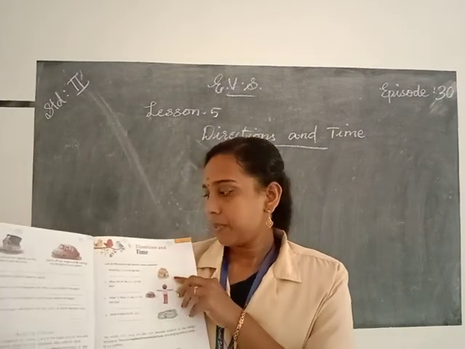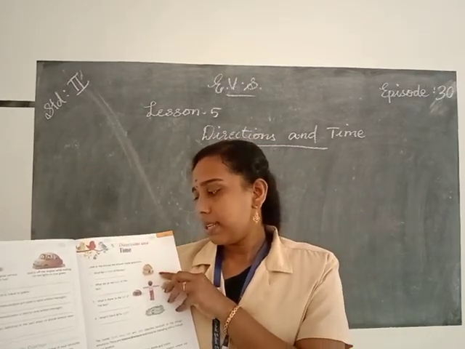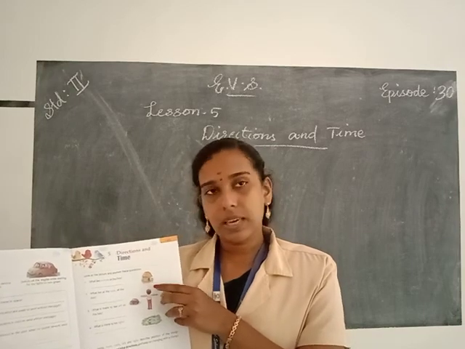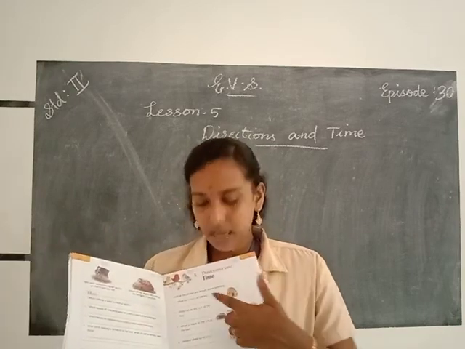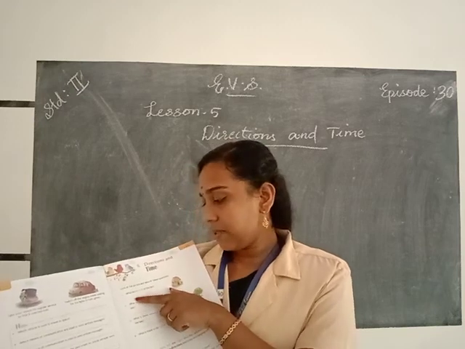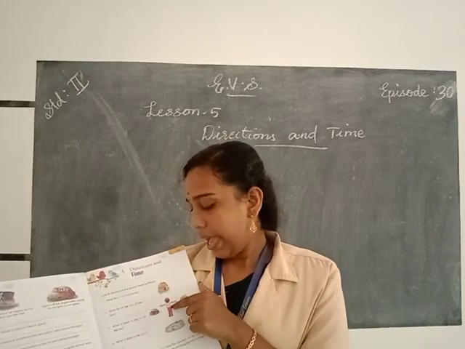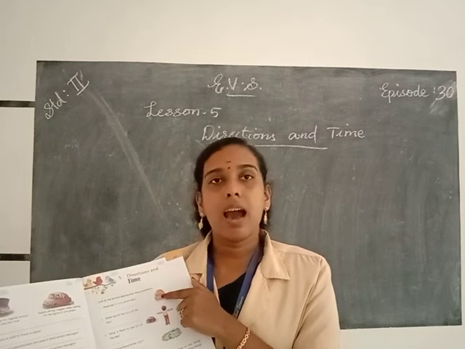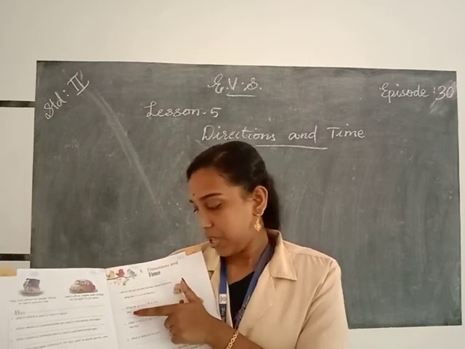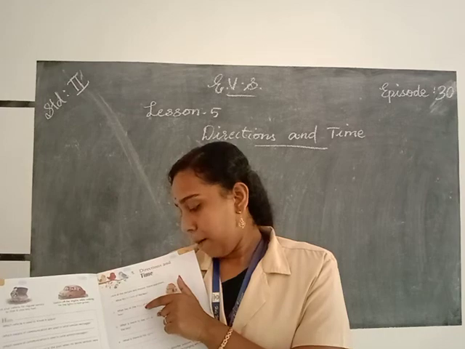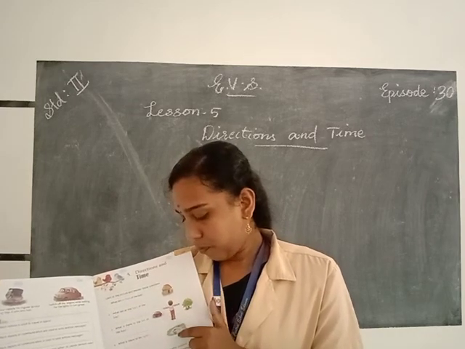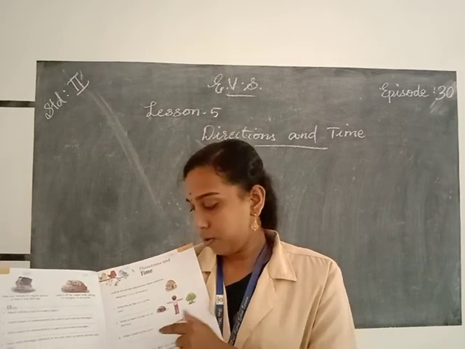Here, look at the picture and answer these questions. Some pictures are given. So look at the picture and answer the given questions. The first question: what lies in front of the boy? There is a boy standing there, and in front of the boy, say house. So you write house. What lies at the back of the boy? Back of the boy is a pond.